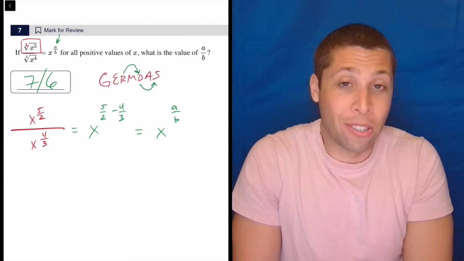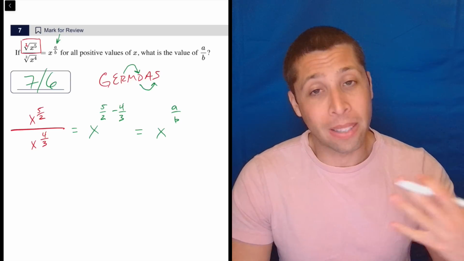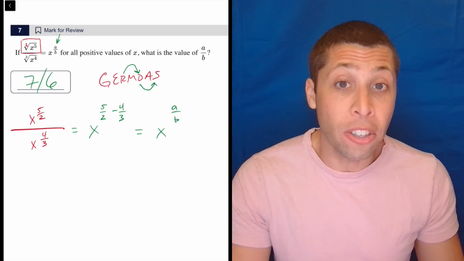So this is why with exponent rules, we're always just better off knowing the rules themselves, but sometimes we can get away with it by doing a little strategic approach if needed.